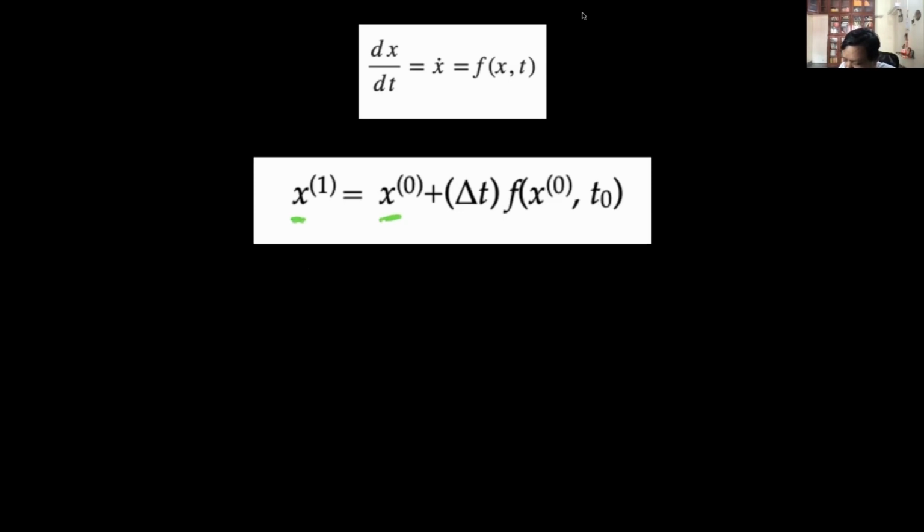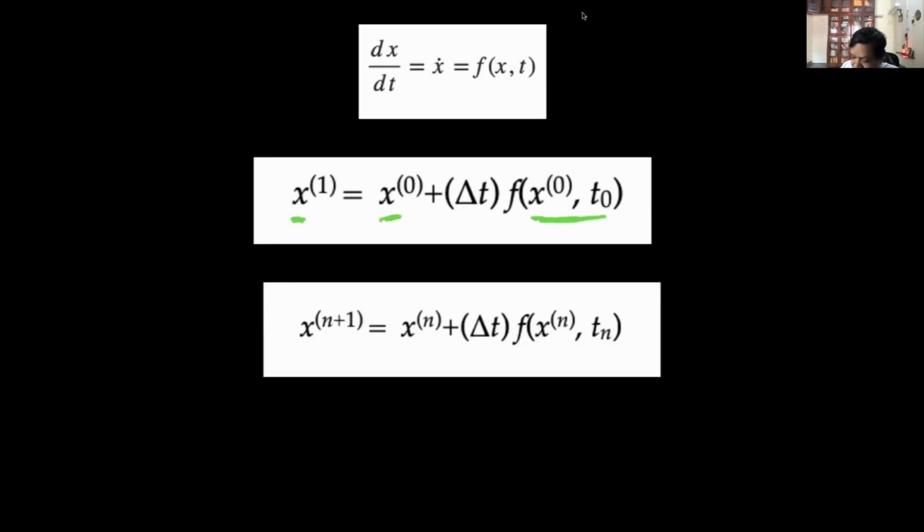And where do I compute the slope? F, which is at x0. Okay. And I go ahead, right? And this is straightforward. Then I can go to x2 given x1 and so on. At the nth step, I get x_n plus delta t times f(x_n, t_n) is x_(n+1). Okay? So we can just write a loop.